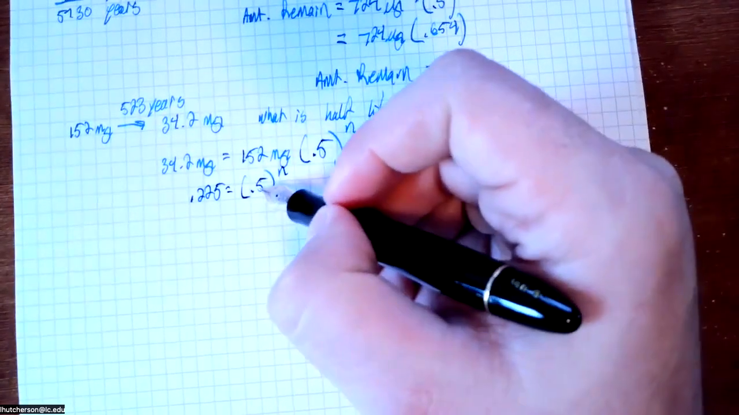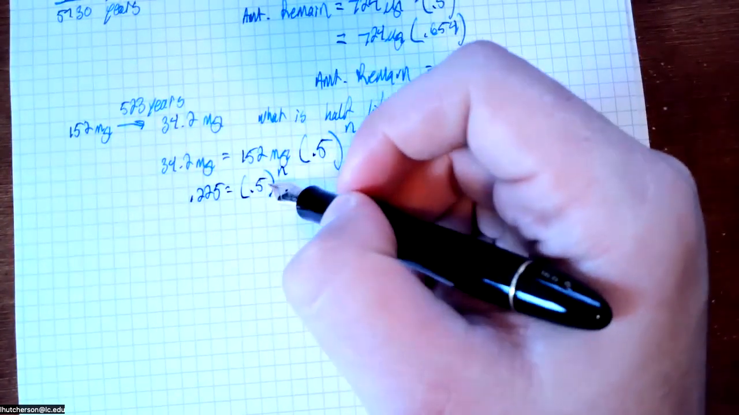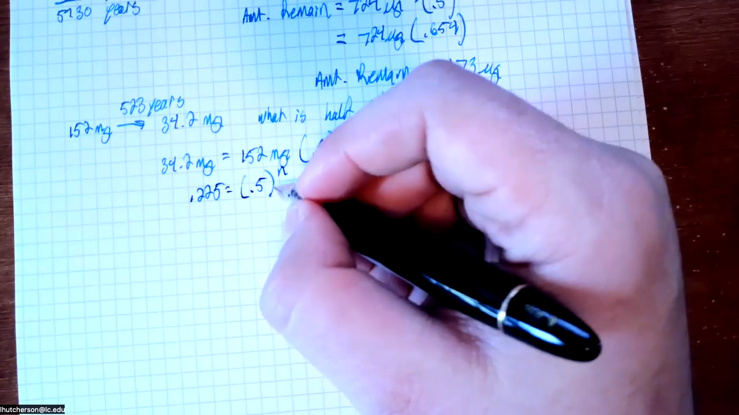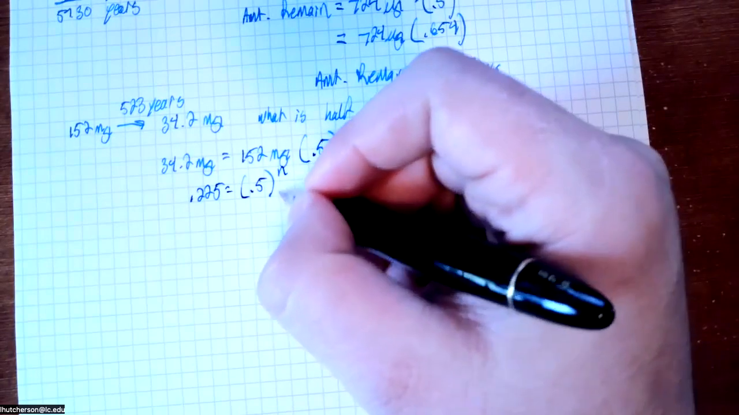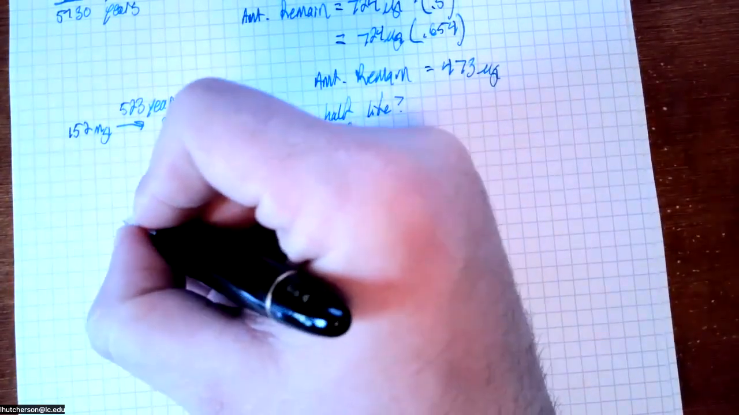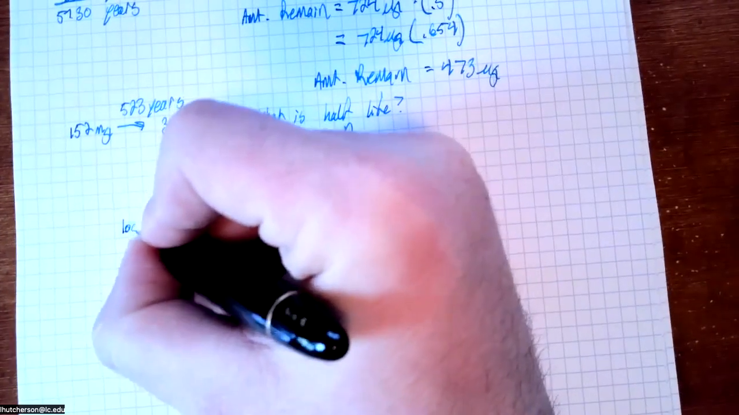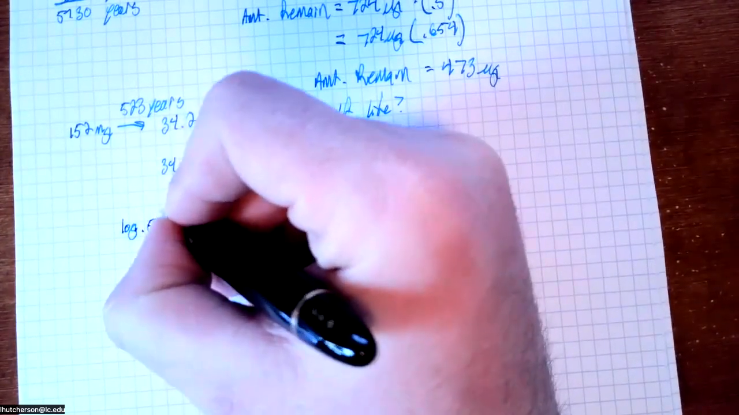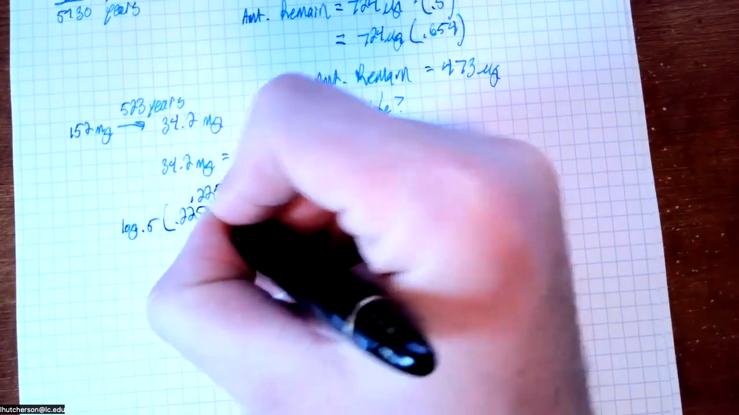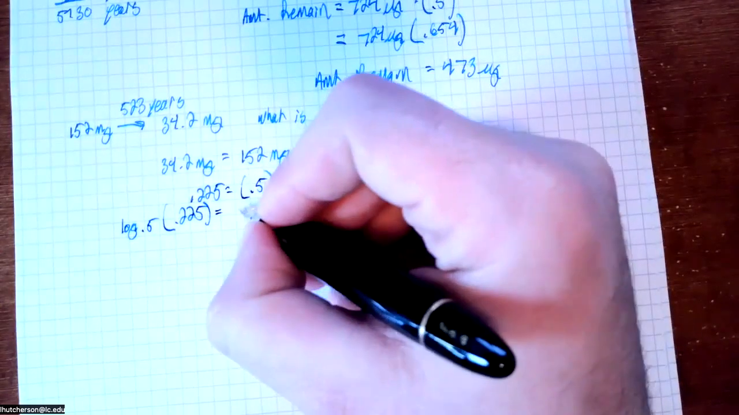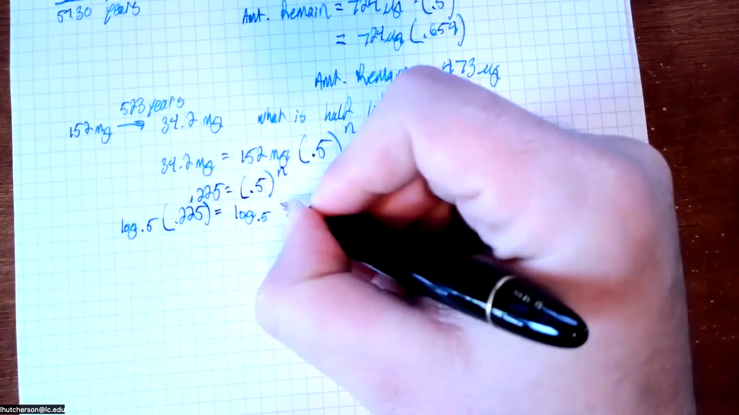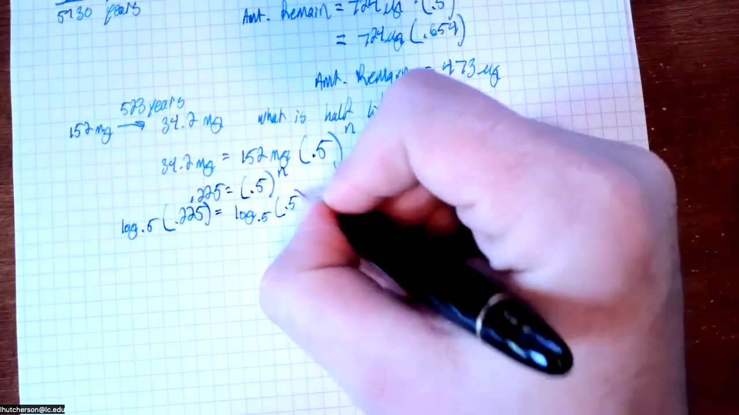All right, how do we get rid of this 0.5 so that we can get n by itself? Right, the way that we do that is we take the base 0.5 log of both sides. Log base 0.5 of 0.225 is equal to log base 0.5 of 0.5 to the n.